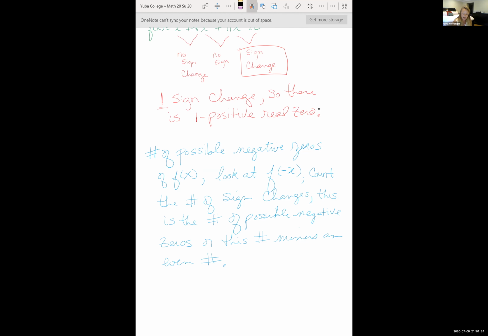Okay, so if I go back up and I plug in negative x wherever I saw an x in my original function, and I count the number of sign changes. So I have an x cubed, plus an 8x squared, plus 11x, minus 20. I'm going to put parentheses wherever I see an x. So go in there and plug in negative x wherever you see an x and count the number of sign changes once you reduce this.